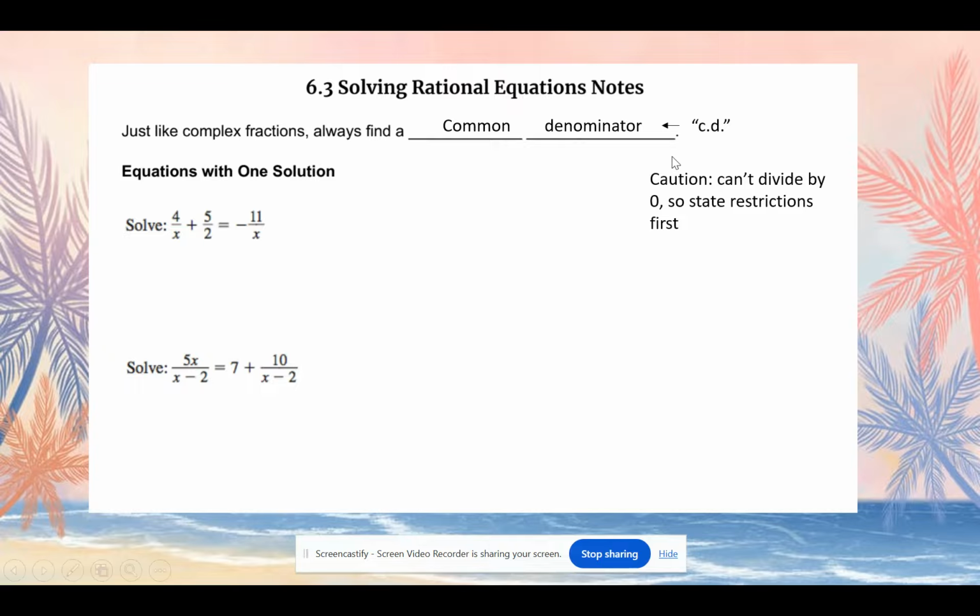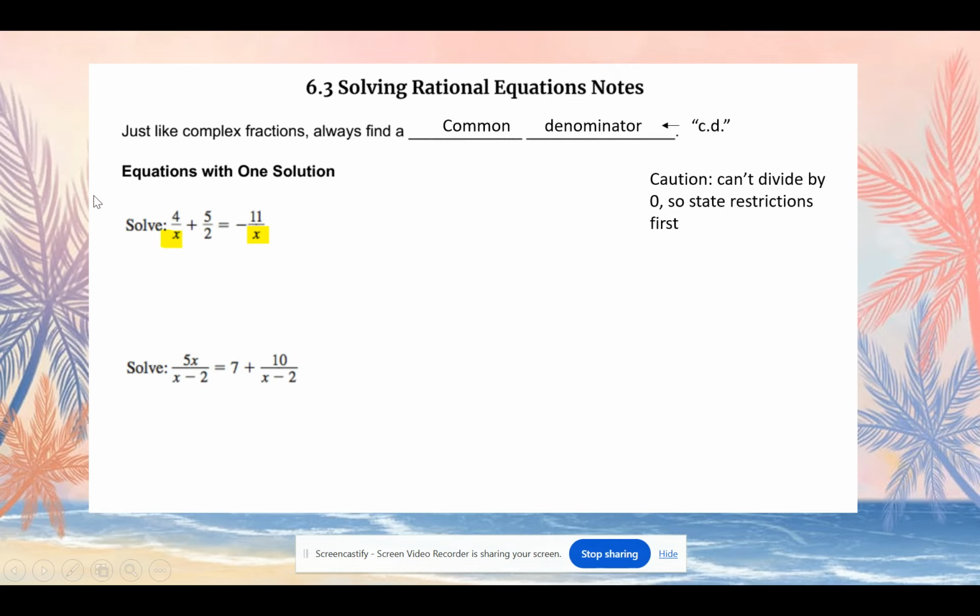And I want to throw this caution out there. We're not allowed to divide by 0. So 0 in the bottom is bad, is what I always tell my students. If you try to do that in your calculator, you're going to get an error message. So that's going to create some issues for us. So we want to make sure that we just know that rule going into this.